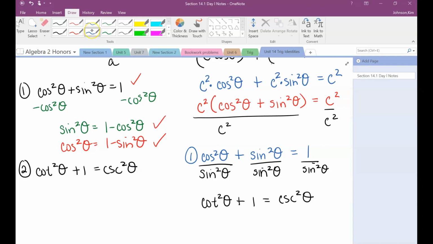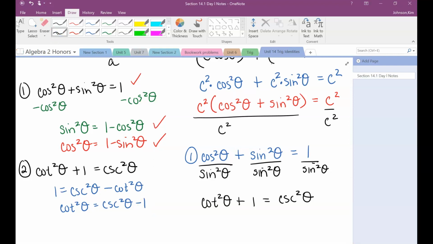And I can rewrite that in so many ways. So 1 is equal to cosecant squared of theta minus cotangent squared of theta. Cotangent squared of theta is equal to cosecant squared of theta minus 1. I can manipulate that in multiple ways.